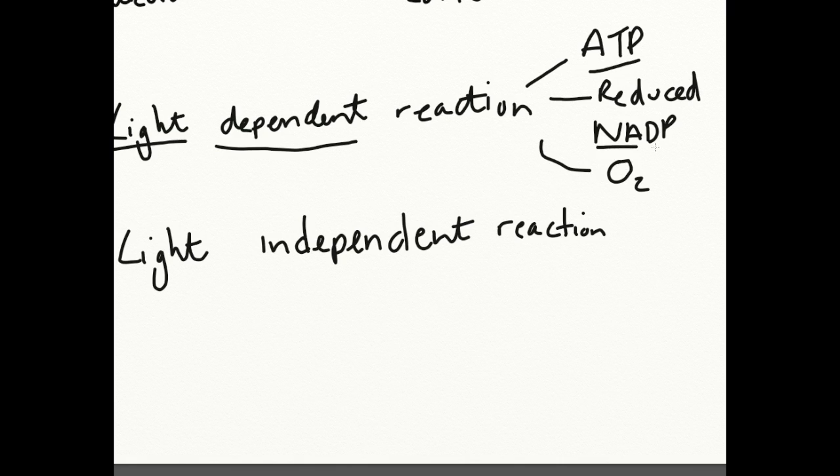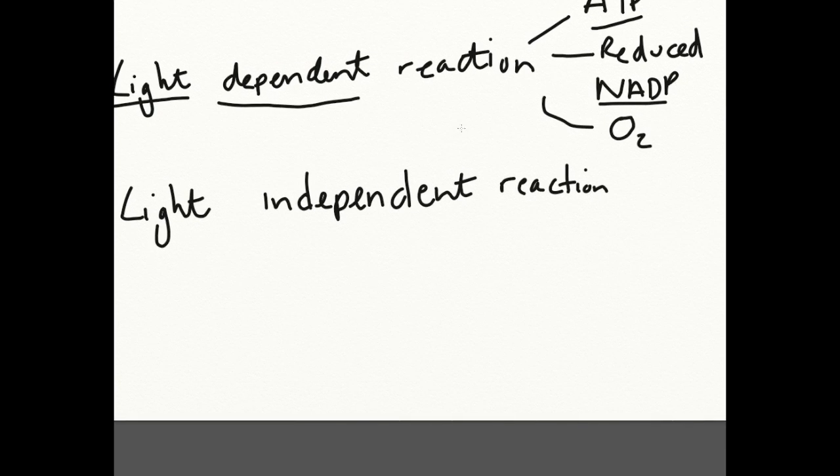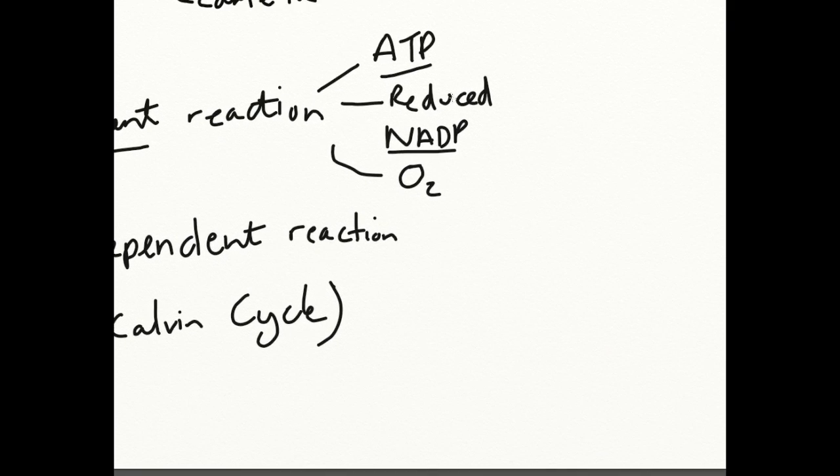Okay, this product and this product will then go over to the light independent reaction, and they'll be used there to create the next product. The light independent reaction is also known, and you'll see it, as the Calvin cycle, because this is the cycle that actually produces the glucose. So we've got our ATP, reduced NADP, and oxygen, and the light independent reaction produces only one product, the main product that was needed, glucose.